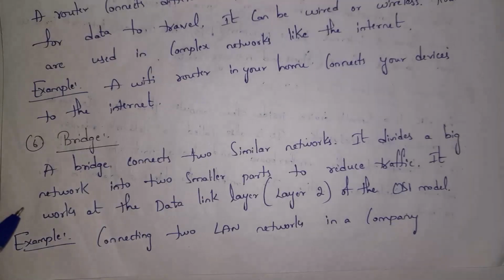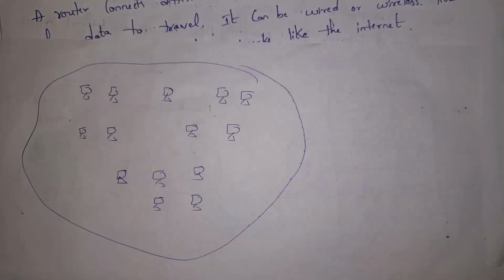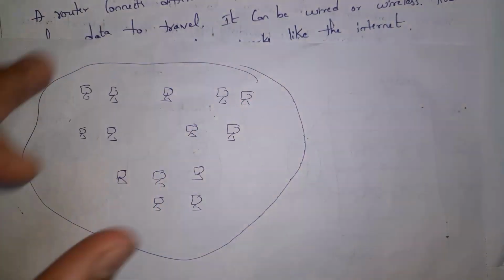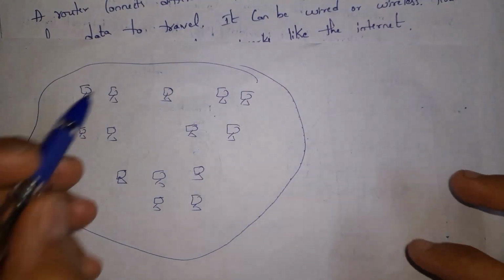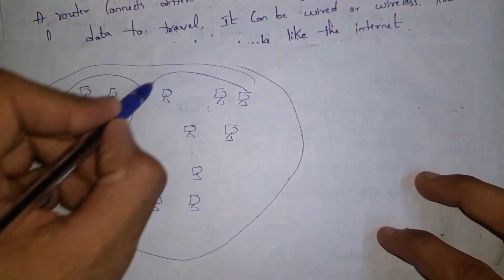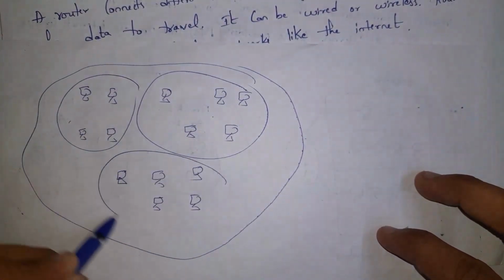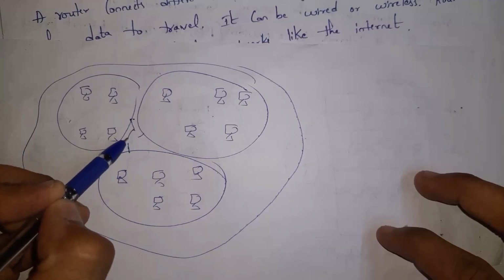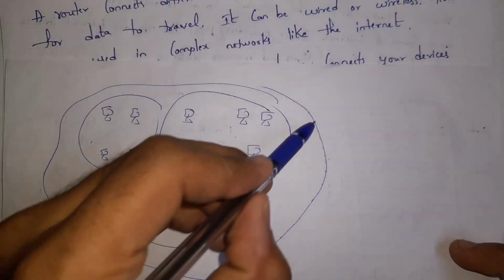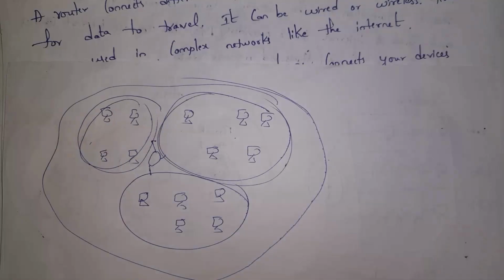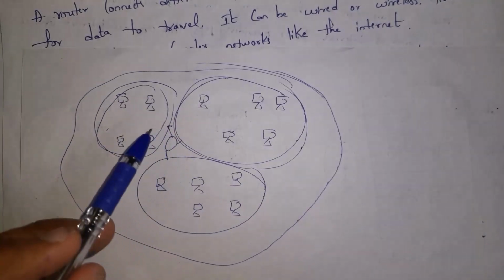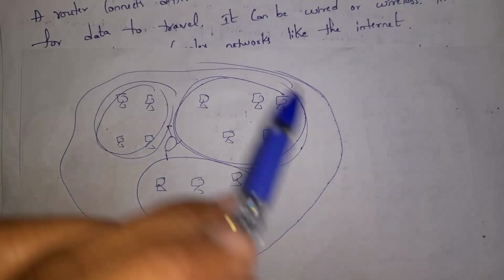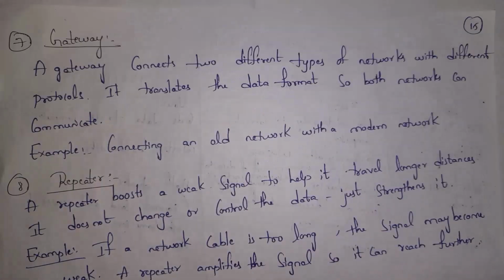Guys, the next hardware component is bridge. By using a bridge, we can connect similar networks. Let's say, for example, there is one big office. This office contains 3 buildings side by side. So this is one building, this is one building, and this is one building. And all these devices are connected by using a bridge. So the bridge will divide a big network into smaller parts, so devices can communicate faster. Thus we are connecting 3 buildings which are side by side by using a bridge. This is an example.